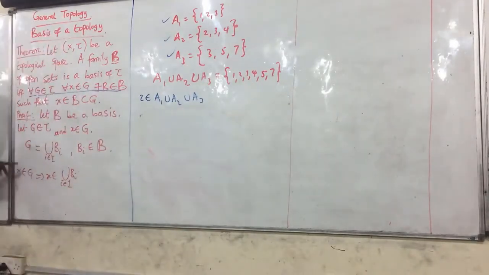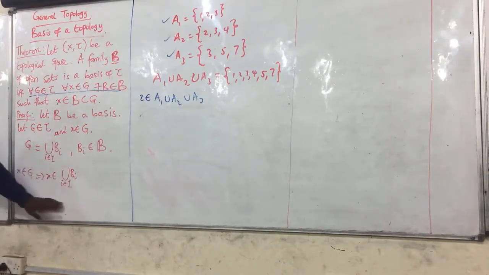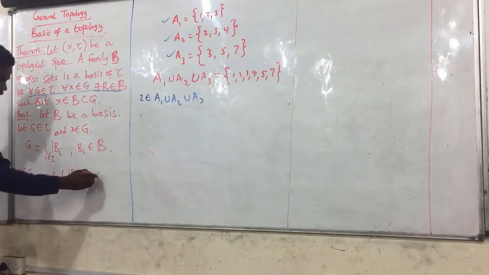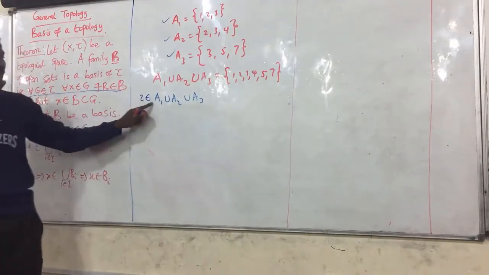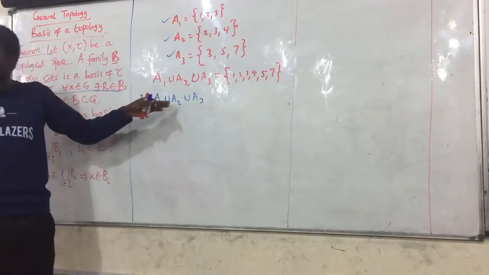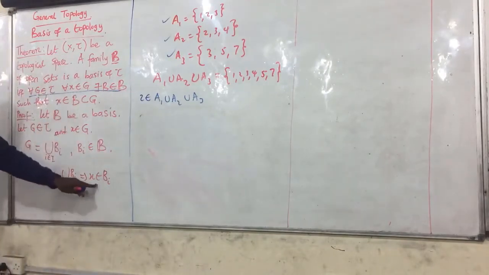So here they say S is in G and G is equal to the union of Bi for i in I. It means that since S is in G, it follows that S will be in the union of Bi. Do you understand this one I have written now? And what does that mean? If S belongs to the union of Bi, it also means that S will belong to some of these Bi. Like the way I have explained, if 2 belongs to A1 union A2 union A3, it means that 2 will belong to either A1 or A2 or A3 or more. So it means that S should be in some Bi.